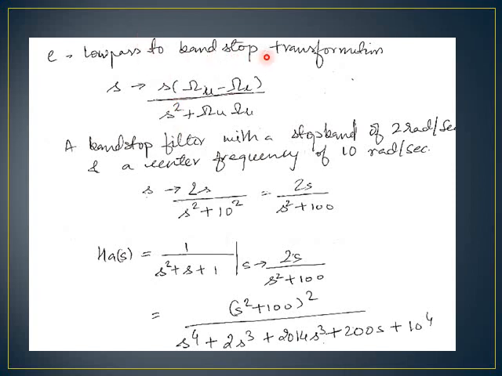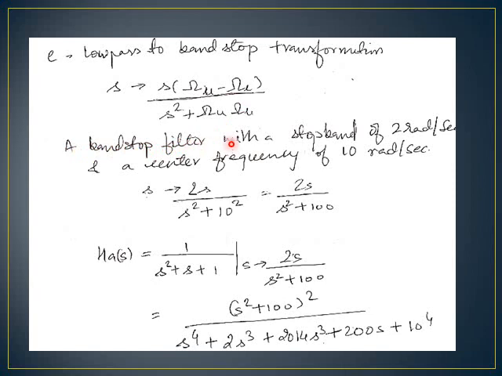Now low pass to band stop transformation. s is replaced by s into omega U minus omega L divided by s square plus omega U into omega L. Here B naught is equal to omega U minus omega L, which is the width of the stop band, and omega U into omega L will be equal to omega naught square, where omega naught is the center frequency.